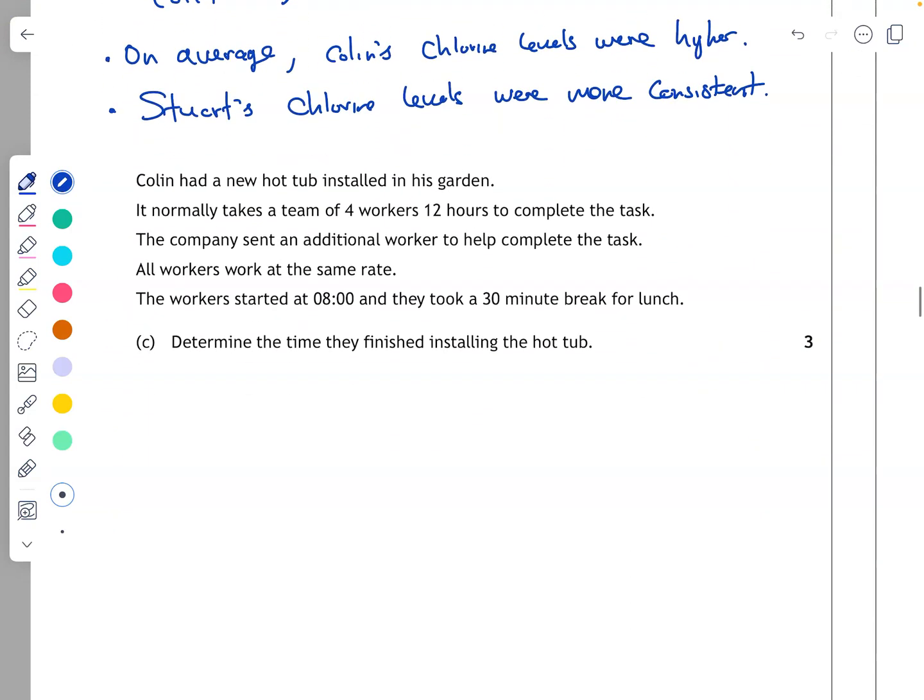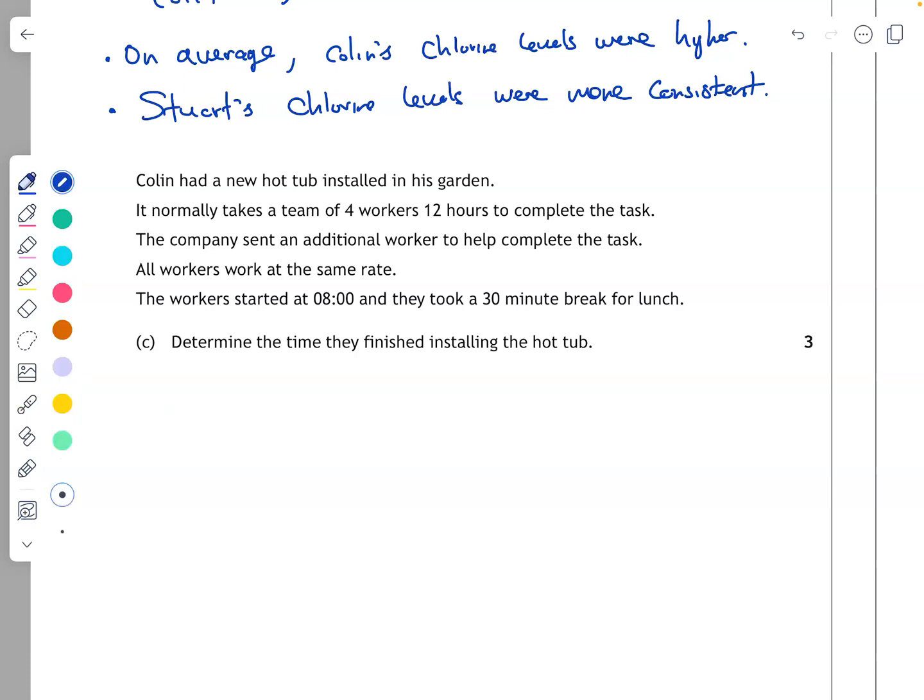So let's carry on with this question. Colin had a new hot tub installed in his garden. It normally takes a team of 4 workers 12 hours to complete the task. The company sent an additional worker to help complete the task. So that'll be 5 workers. All workers work at the same rate. The workers started at 8 and took a 30-minute break for lunch. Determine the time they finished installing the hot tub.